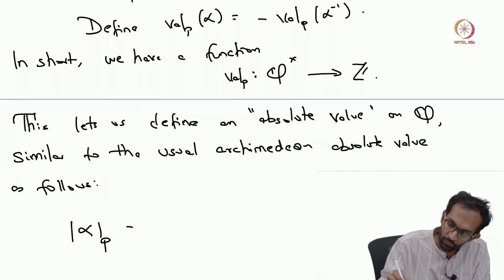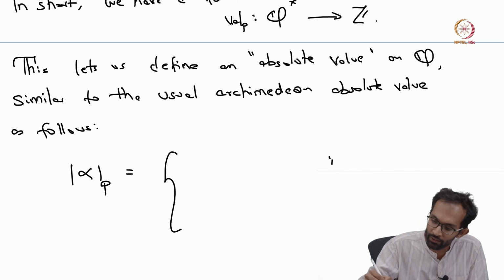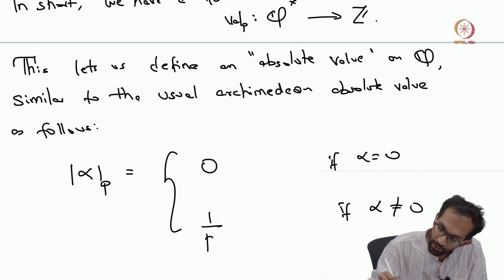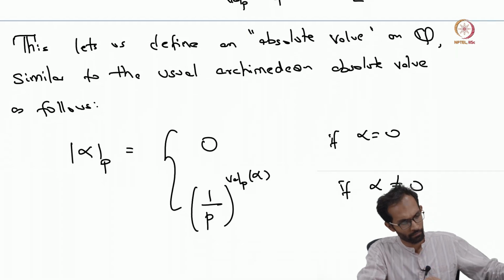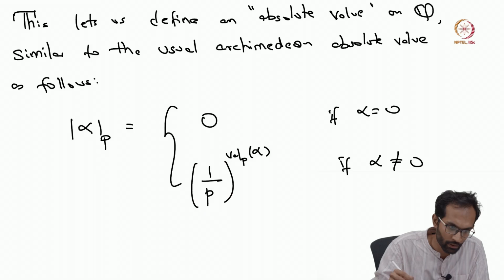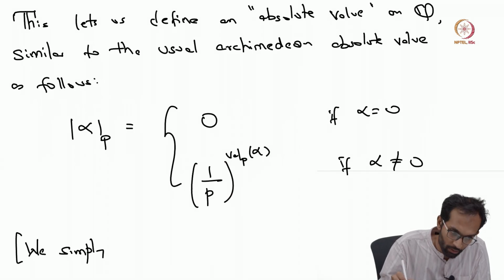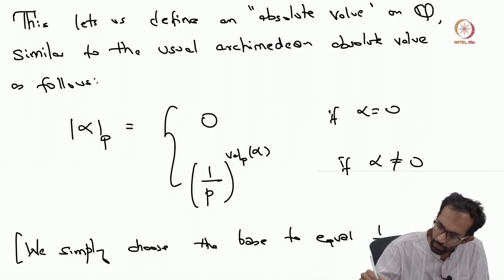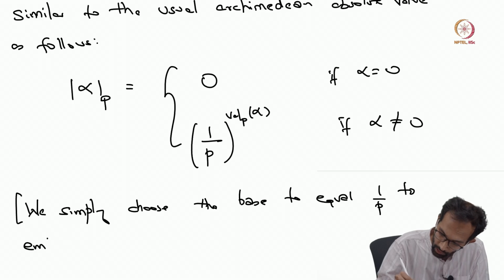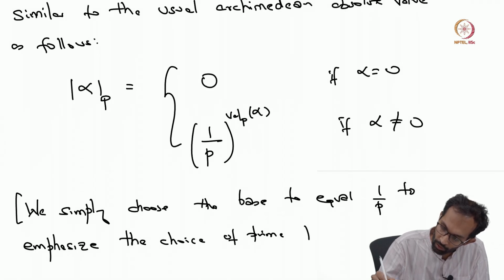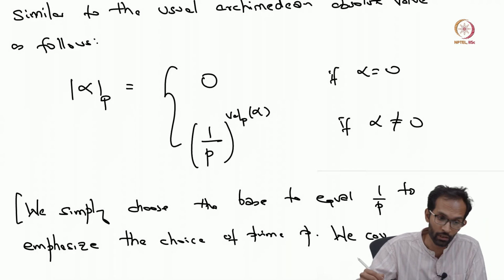So if you give me a rational number, if that rational number turns out to be 0, I'll just define the absolute value to be 0. And if alpha is not 0, then I look at this function 1 over p raised to this exponent given by the valuation. Okay. Now I have this base as 1 over p, and this is just for convenience. So we simply choose the base to equal 1 over p, just to emphasize the choice of the prime. Actually we could have chosen any positive number that's less than 1.